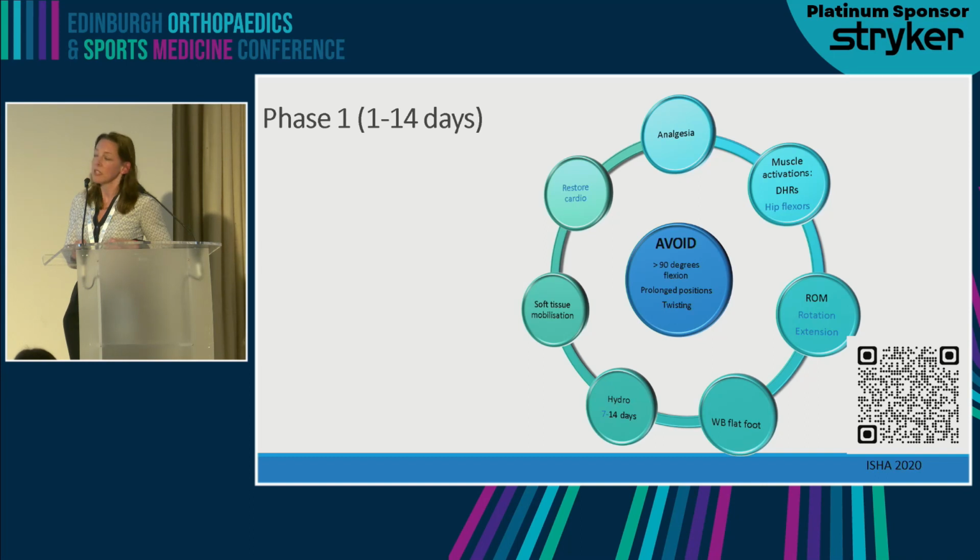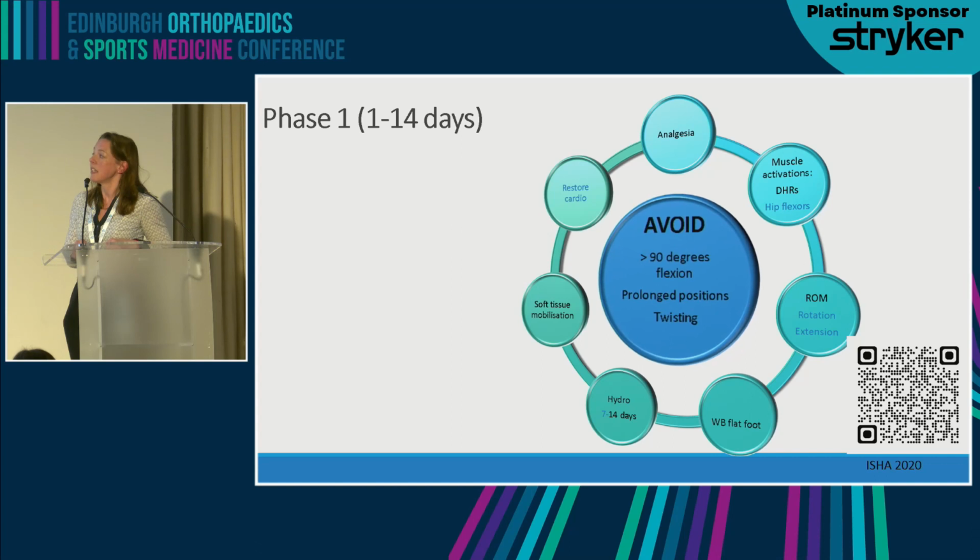And so this just goes into a little bit of detail about the phases. So in that first phase, we're looking at avoiding that deep flexion, avoiding prolonged positions. We find patients that go back to work and are sitting for hours on end tend to really flare their hips up. So even sedentary positions, just try and avoid it for more than half an hour at a time. Avoiding twisting is also advised in that early phase, mainly due to the labral compression and the forces that go through that labrum with compression and rotation.